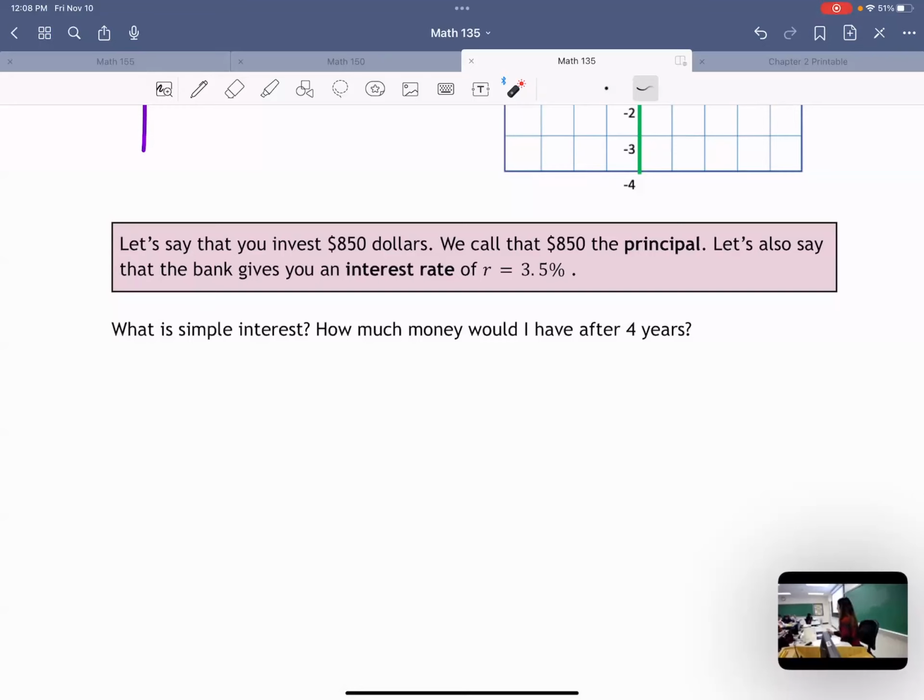So let's just say I'm investing money and I want to invest $850. So I don't really want to use it right now. I just want to have it sit in the bank and kind of accrue interest, okay?